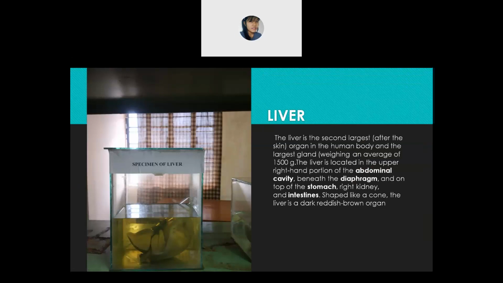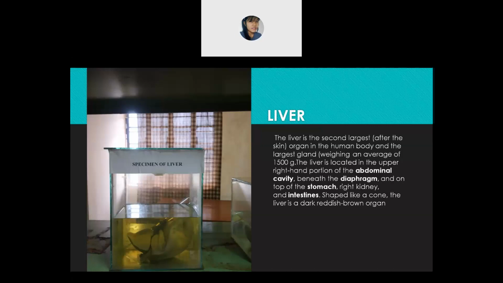And this liver, you can see that among all the glands which we have discussed in the endocrine gland, this liver is the largest gland in the human body. The weight of the liver is 1,500 grams. And where is this liver located? It is located in the upper right hand portion of the abdominal cavity. Means it lies in the upper side of your right side, beneath the diaphragm and on the top of the stomach.